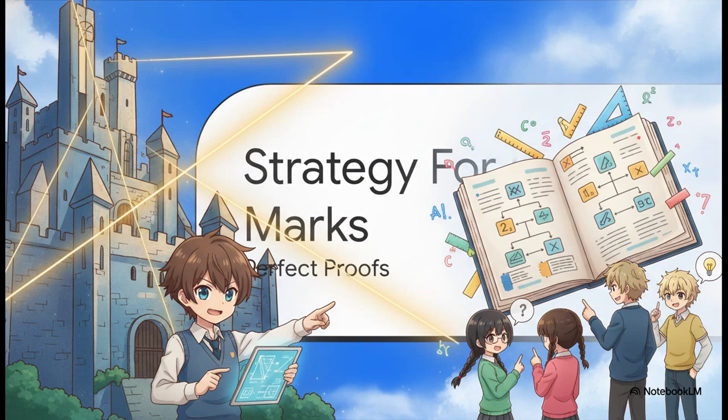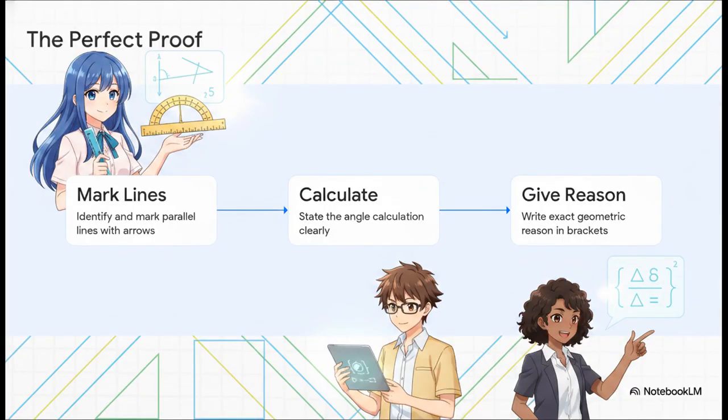Finally, Section 5. Let's bring it all together with a strategy for maximum marks. This right here is your optimal exam workflow, your playbook for the perfect proof. Step 1. Before you even touch your calculator, look at the diagram and identify all the parallel lines marked with arrows. Step 2. State your angle calculation super clearly. Step 3. Right next to your calculation, write the exact, rigorous geometric reason in brackets.